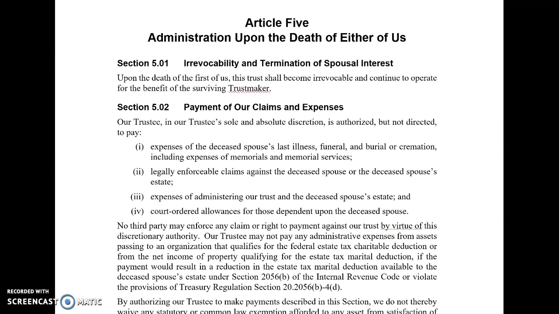Let's go to Article 5. What happens when one of us passes away? Now you can see the trust is progressing here. It started out alive and well, then the last article was about alive and not so well. And now we're going, wait, now somebody's going to die.